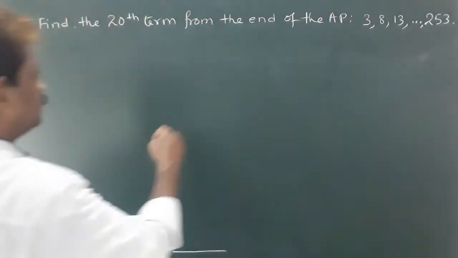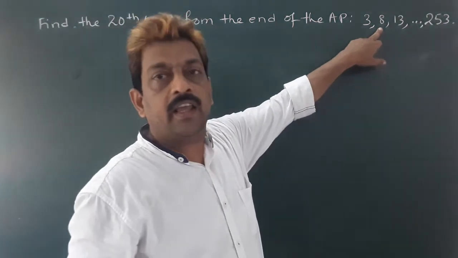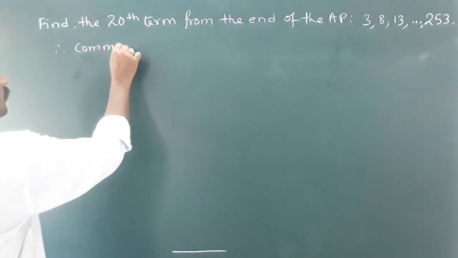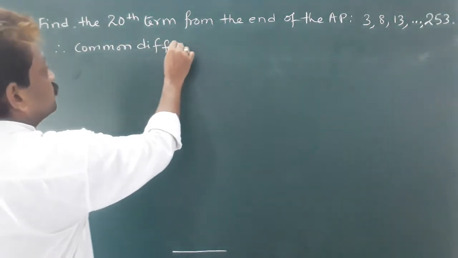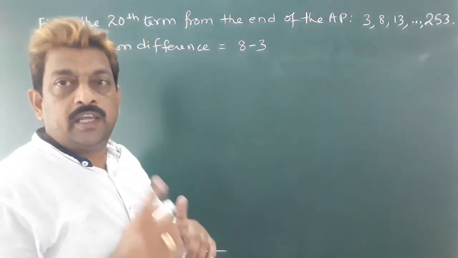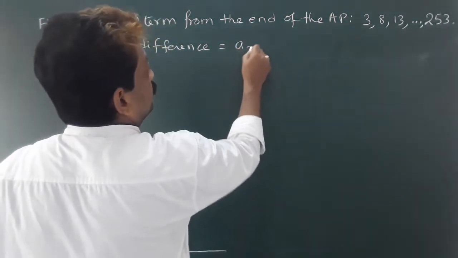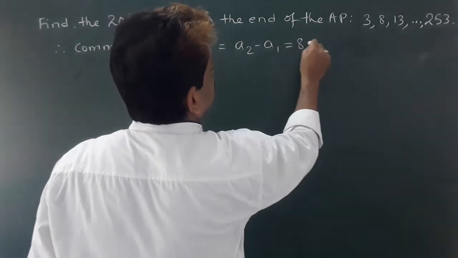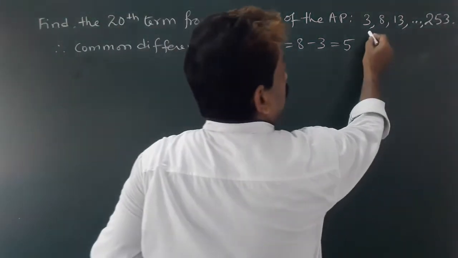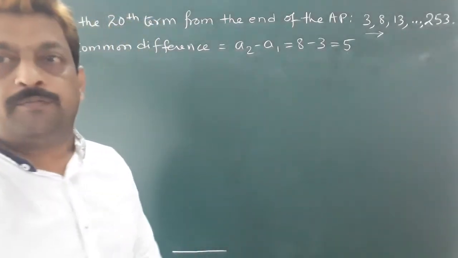Now see, the first term is 3, and the second term is 8. Therefore, the common difference d is equal to 8 minus 3. We all know it is a2 minus a1, the second term minus the first term, that is 8 minus 3, or 5. So if we move along the AP from left to right, the common difference will be 5.